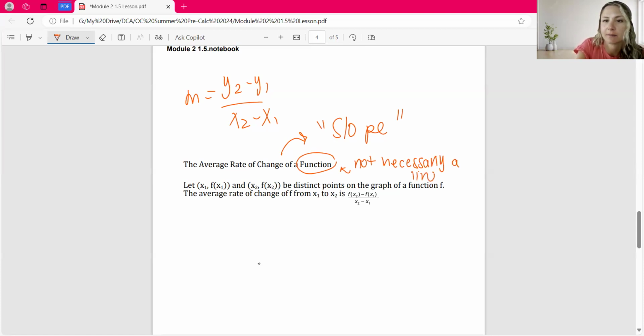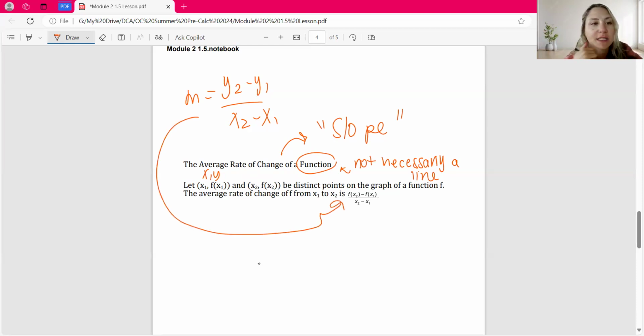Notice in the description below that we're talking about f of x. It's a function. So right here, x1 comma f of x1, we know f of x is the same thing as y. We're just using different variables, function notation, but f of x is the same thing as y. And so here's that same exact slope formula, but now we use function notation: f of x2 minus f of x1 over x2 minus x1, instead of y2 minus y1.